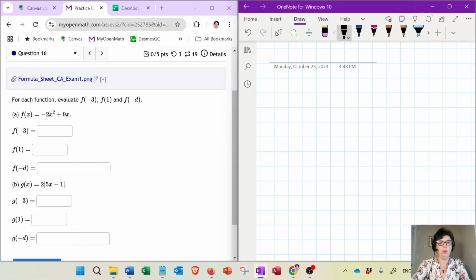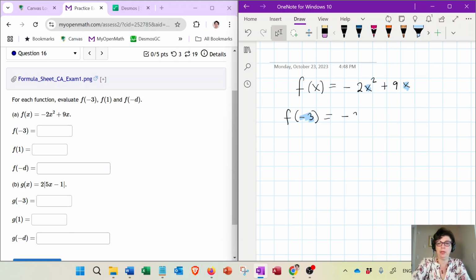Okay, so in this example, we need to compute several quantities using function notation. The function here in part A is a quadratic function, negative 2x squared plus 9x. So think of it as a machine where you put an input x and it'll spit out negative 2x squared plus 9x. What does it mean f of negative 3? All that means is we need to replace the x that we see here and here with negative 3 in parentheses. And then we need to compute what we get.